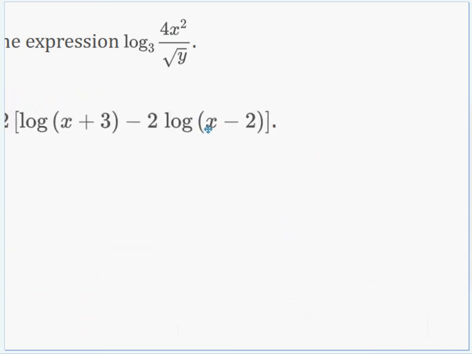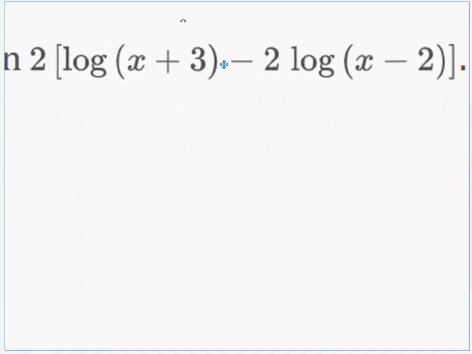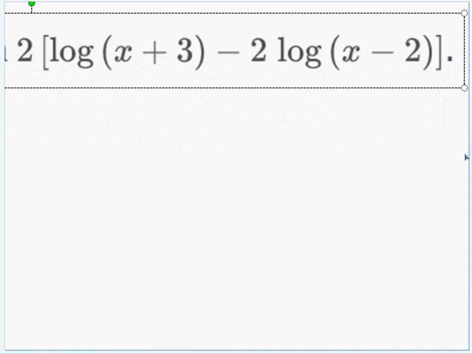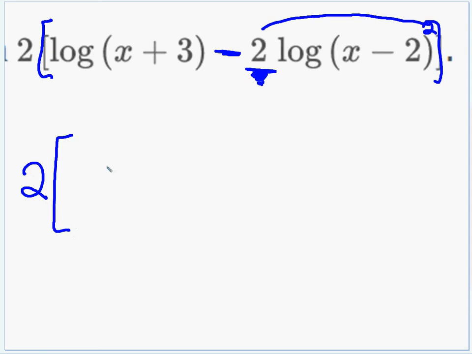And here we're condensing. Okay, we got the brackets with the 2 outside, so let's save that outer 2 till the bitter end. And I see we got a coefficient here. That's going to jump up and become a squared. And we've got a minus in there, so this will become a fraction. So we're going to have 2, and then we're going to condense a log minus a log, which is going to become the log of a fraction.